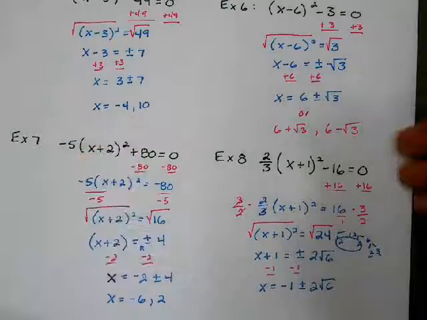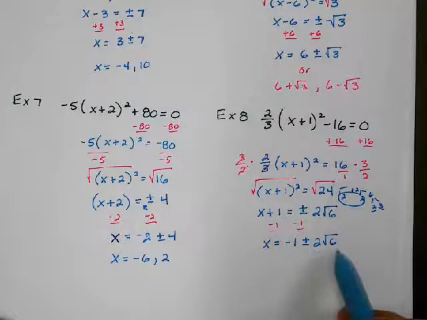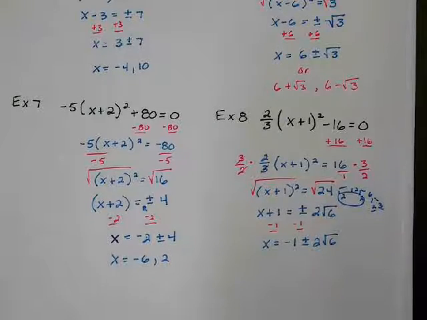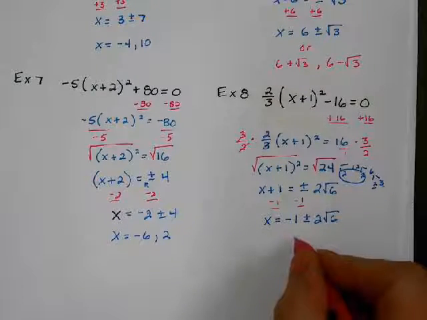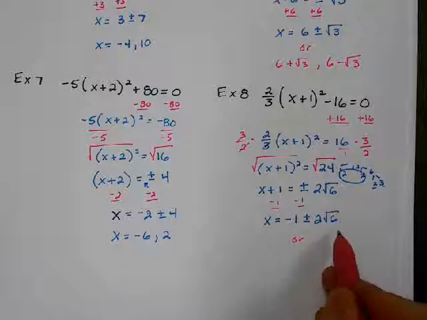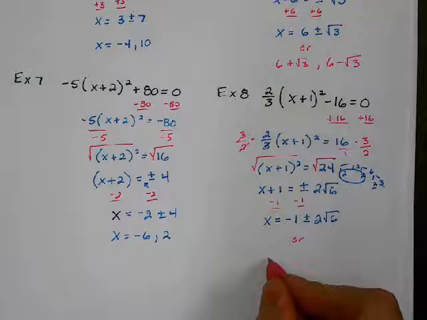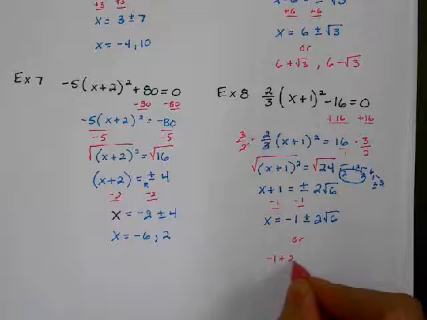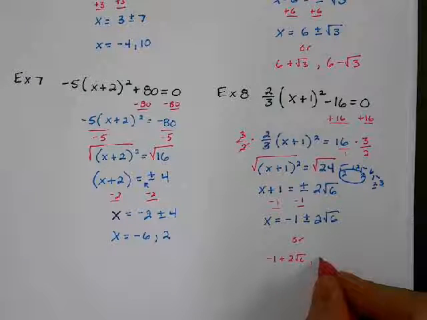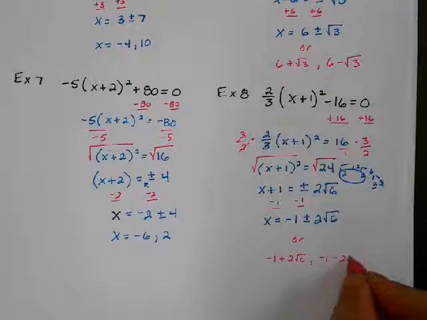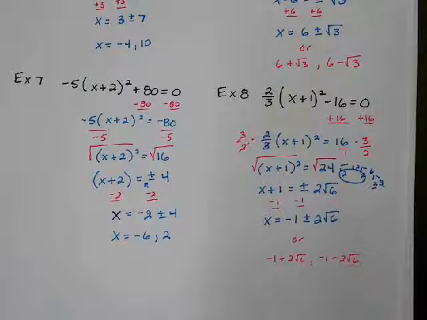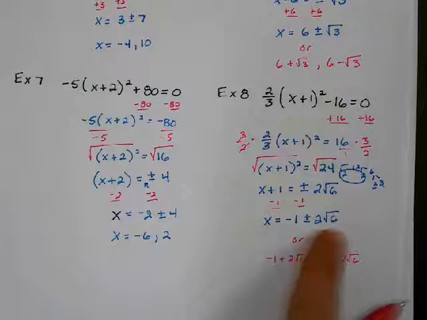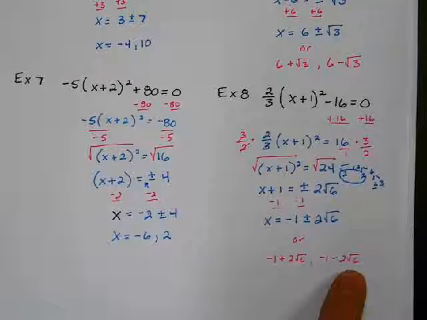Now, these are two answers. Don't forget, this is two answers. It's not one answer. These are two answers. This is the answer of -1 plus 2 root 6 and -1 minus 2 root 6. If we had to, we could find an approximation of what that is, but we're not going to go that far. We're just going to leave it like this. So the answer is -1 plus or minus 2 root 6, which is two separate answers of -1 plus 2 root 6 and -1 minus 2 root 6.